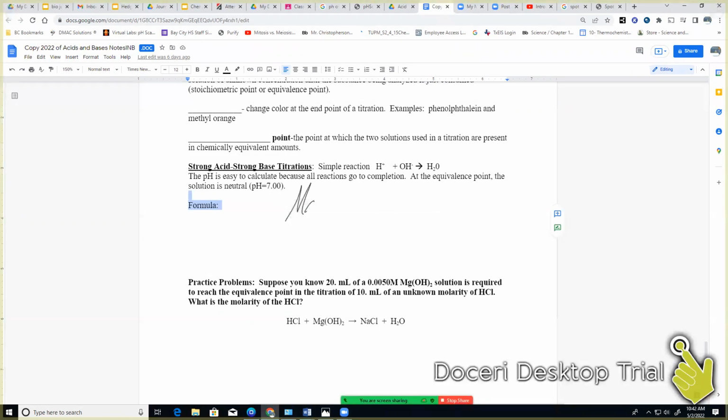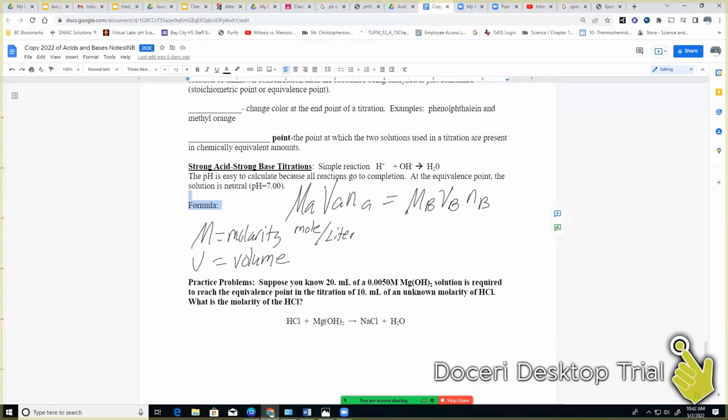So I'm going to have MaVaNa is equal to MbVbNb. So M is molarity, which remember is moles per liter. V is going to be our volume, and it can be in any units as long as they're the same for both the acid and the base.